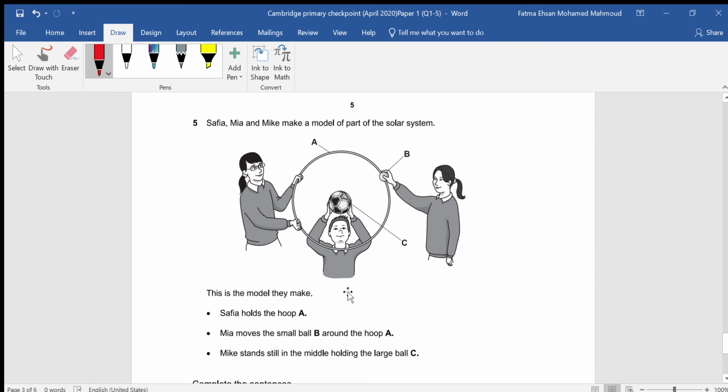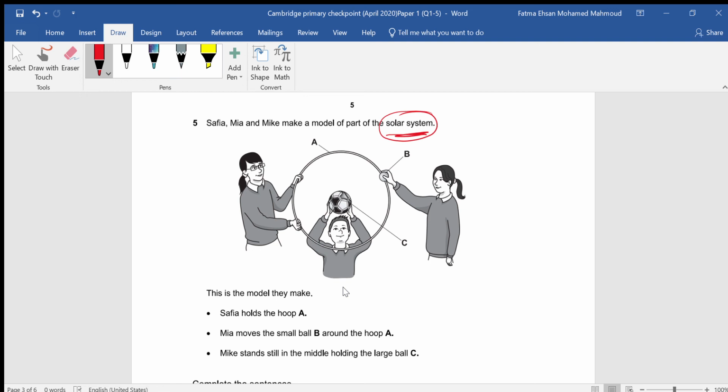Sophia, Mia, and Mike made a model of a part of the solar system. This is the model they make. So I have Sophia, Mia and Mike. They make a model as if it's a solar system. This is the model they make.